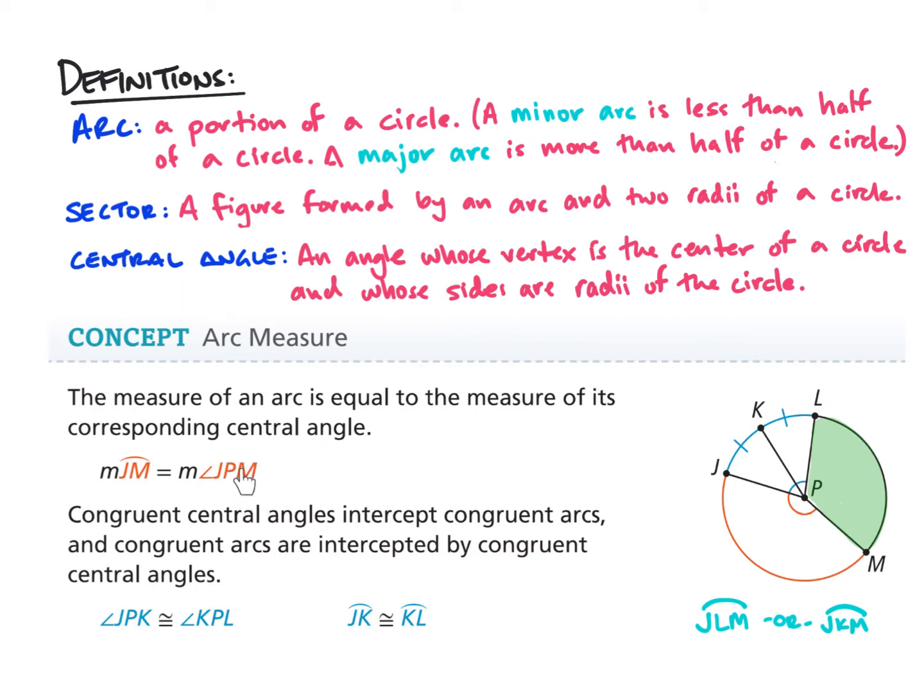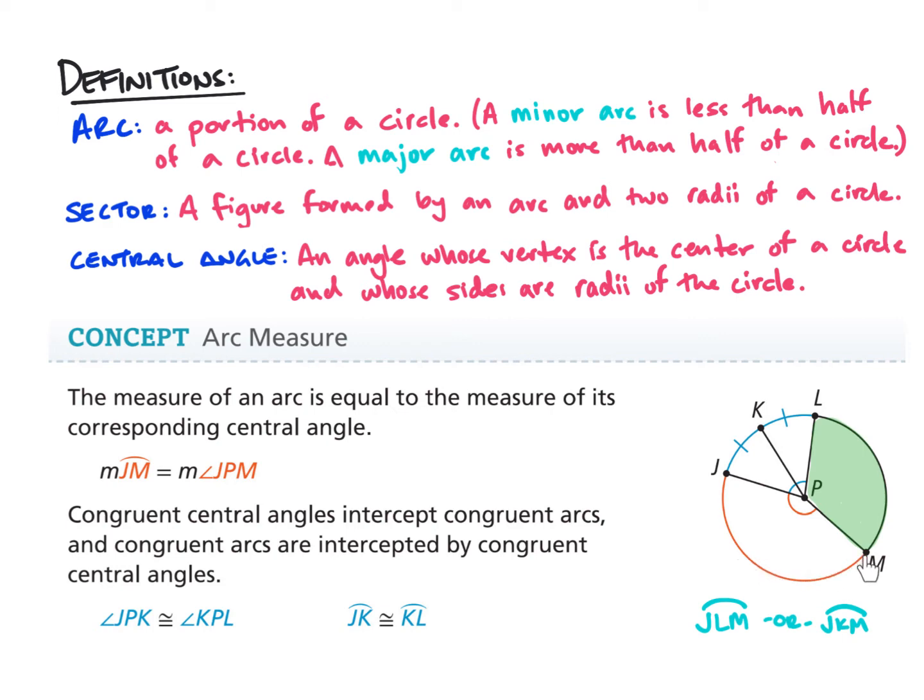Now, when we look at arcs and central angles, there's a couple things you need to know about the relationship between arcs and central angles. First of all, every arc has a measure. If you think of the full circle being 360 degrees, and half of a circle being 180 degrees, an arc has a measure like that. So if the arc is 1/4 of the circle, it would have a measure of 90 degrees.